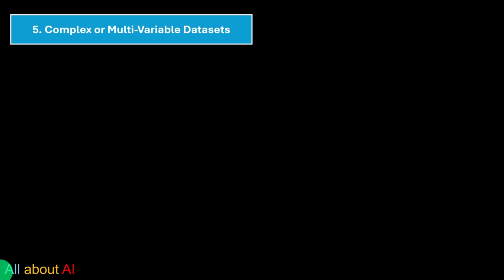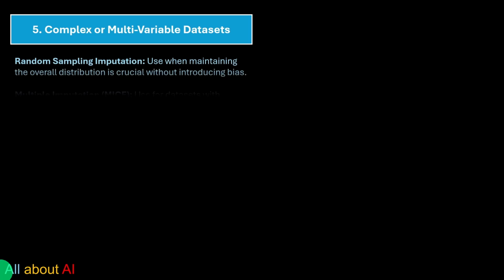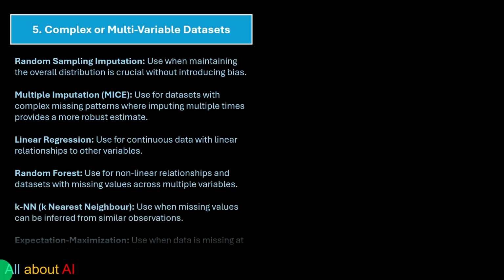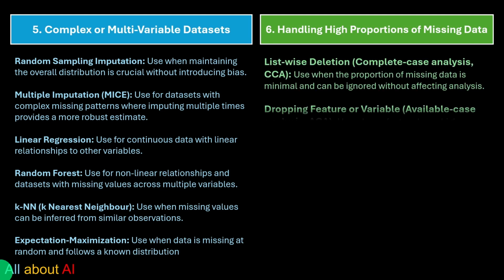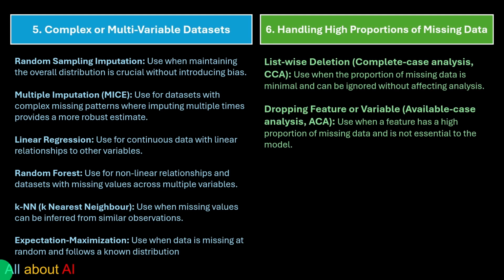If the dataset is complex and there is missingness in a multivariable scenario, we can use statistical methods like random forest, linear regression, random sampling imputation, multiple imputation or MICE, or you can use expectation maximization or k-nearest neighbor. If a high proportion of data is missing in the dataset, the recommended approach is either list-wise deletion, which is complete case analysis, CCA, or dropping the feature or variable, which is available case analysis or ACA.